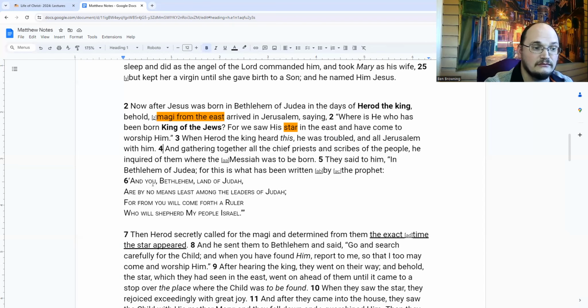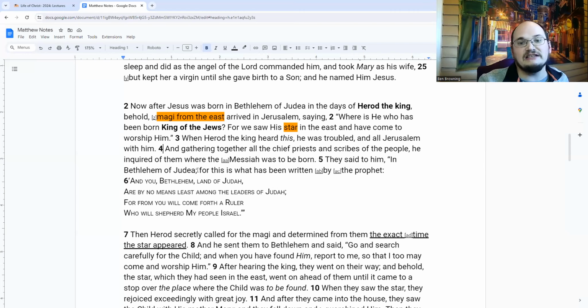And you, Bethlehem, land of Judah, are by no means least among the leaders of Judah. For from you will come forth a ruler who will be a shepherd to my people Israel. So we identify that Bethlehem is where he's going to be born. So yes, that is actually where he's born, Bethlehem. Again, this is another tie-in to King David, because where was David from? Bethlehem. So again, this is a tie-in to David.